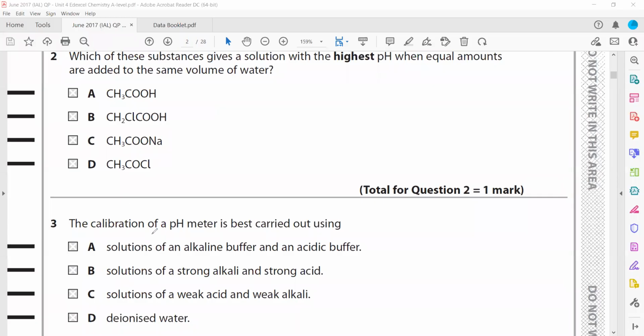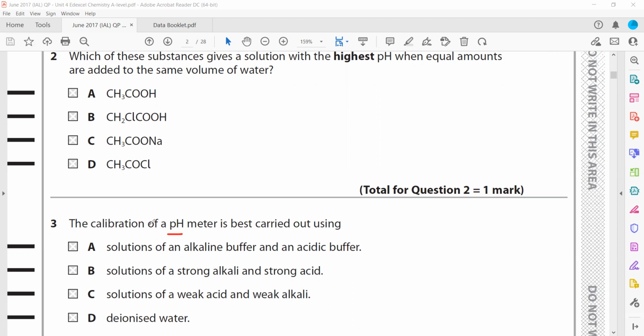In question 3, the calibration of a pH meter is best carried out. So how do we calibrate a pH meter? Whenever pH meters are used, calibration is always done first. So which substance should we calibrate with? The solutions which are not changing the pH. So which solution does not change the pH? Even a strong acid or strong alkali has a range of pH. They don't have a fixed pH.